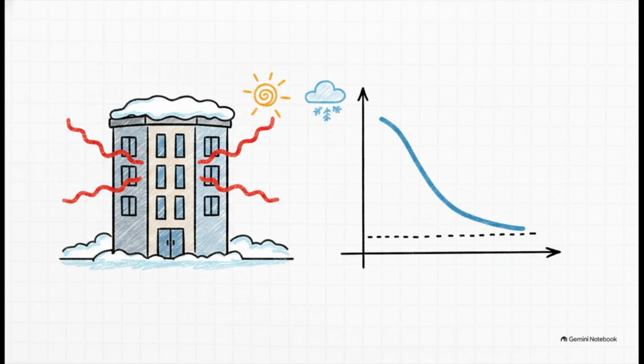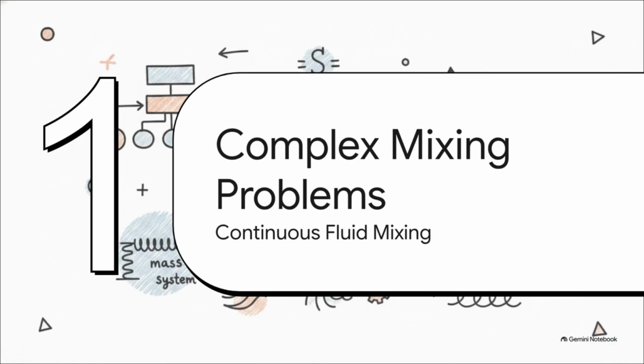Think about it. If it's super hot inside and freezing outside, the cooling is going to be incredibly rapid. But as the building's temp drops closer to the outside temp, that difference shrinks and the cooling rate drastically slows down. It is a perfect textbook example of a separable ODE in action. Next up, Section 5, Modeling Complex Mixing Problems.